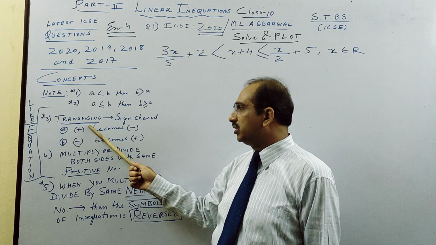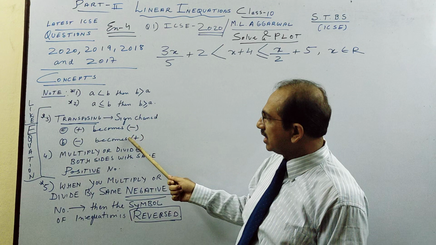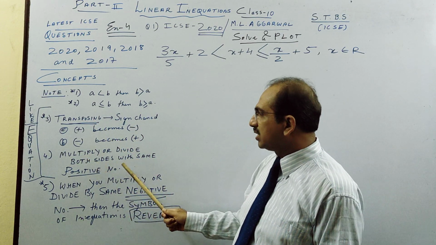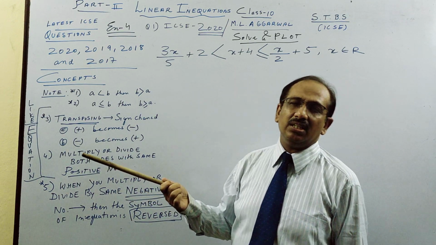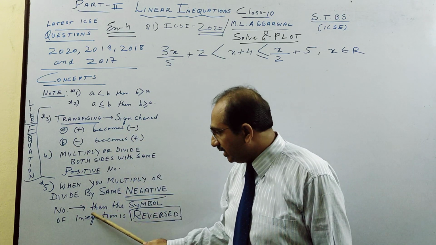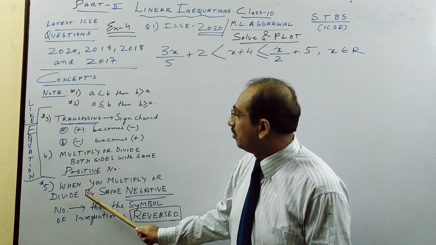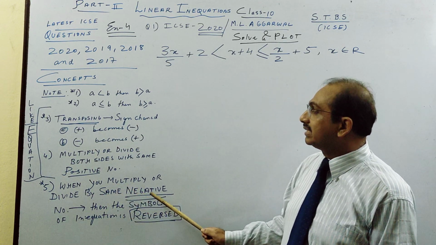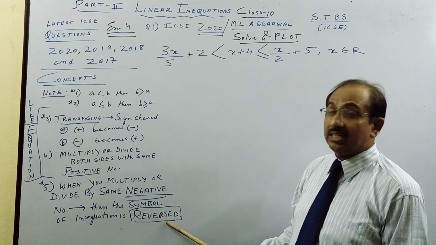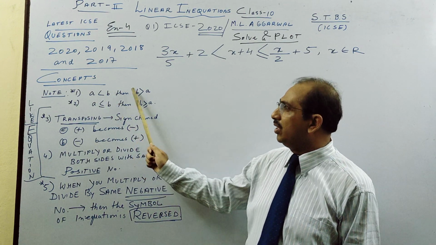There are two very simple things common to both equation and inequation. One is transposing: when plus goes to the other side, it becomes minus, and when minus comes to this side, it becomes plus. Then multiplying and dividing both sides by the same positive number. But this is the most important difference between equation and inequation: in an inequation, if you divide or multiply by the same negative number, then the symbol of the inequation is reversed.